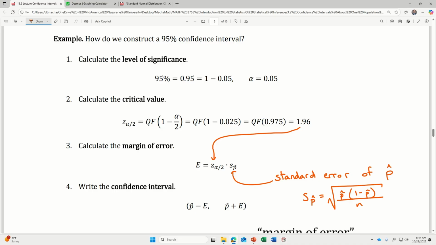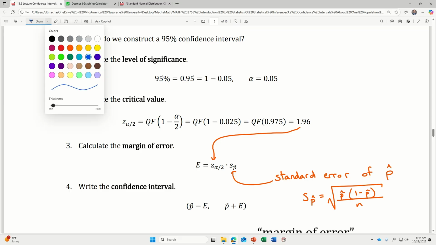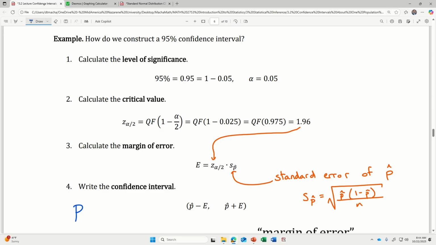And then the confidence interval that I'm going to end up writing in the end is going to be centered around the sample fraction that I found. So the lower bound is going to be the sample fraction minus the margin of error. And the upper bound is going to be the sample fraction plus the margin of error. That way the sample fraction lands directly in the middle of the confidence interval, and the margin of error is just the distance from the sample fraction out to the edges of the confidence interval. It's like the radius of the confidence interval.